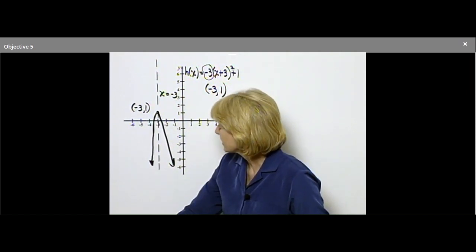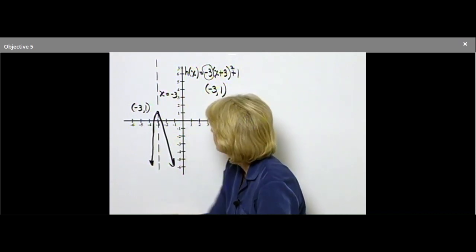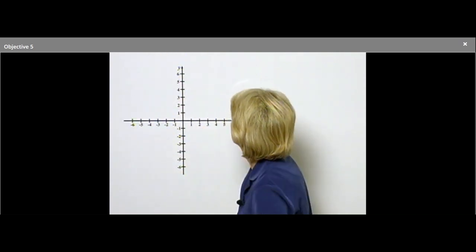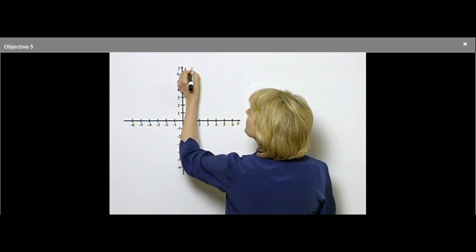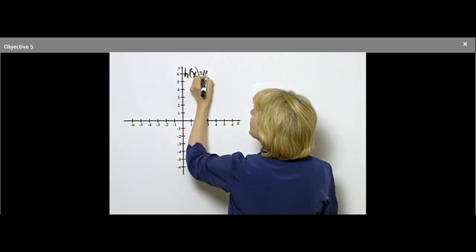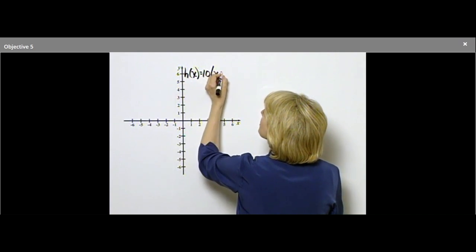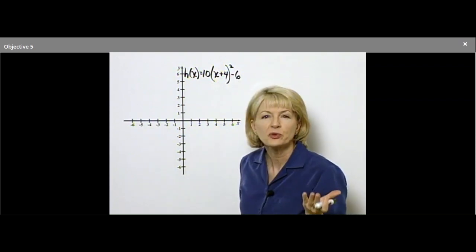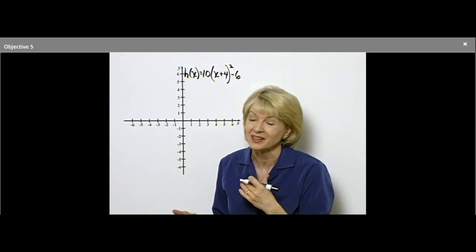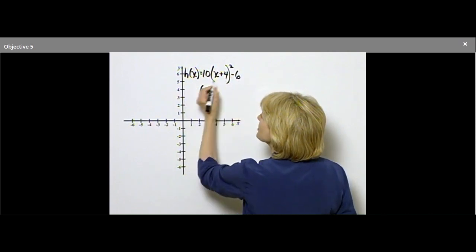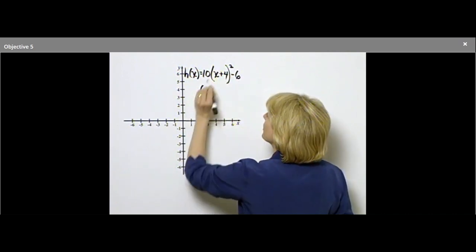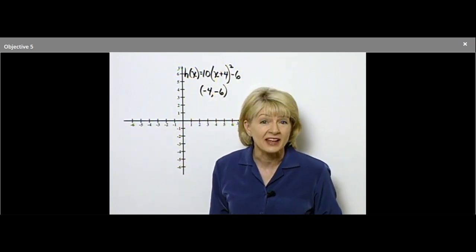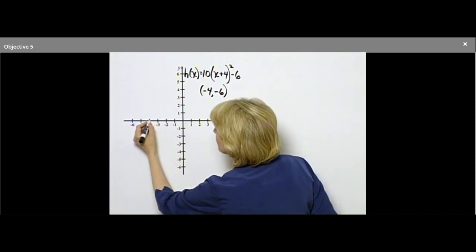So there we have it. Now let's go ahead and do this again. Let's graph one more function. Make sure you're comfortable with this. Let's suppose we have, let's use h of x again, equals 10 times x plus 4 quantity squared minus 6. Let's go straight to the vertex of this parabola. The vertex is the opposite of that number, -4, that's the x value, and then whatever that is, -6, there is the vertex.